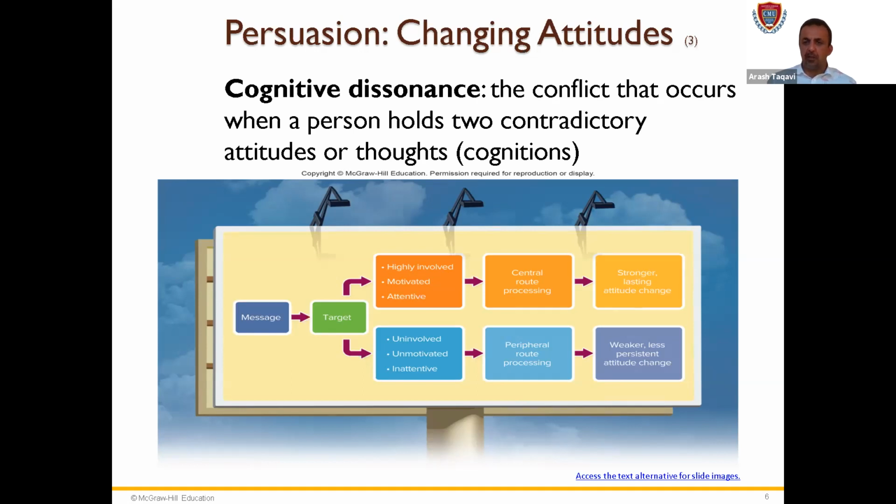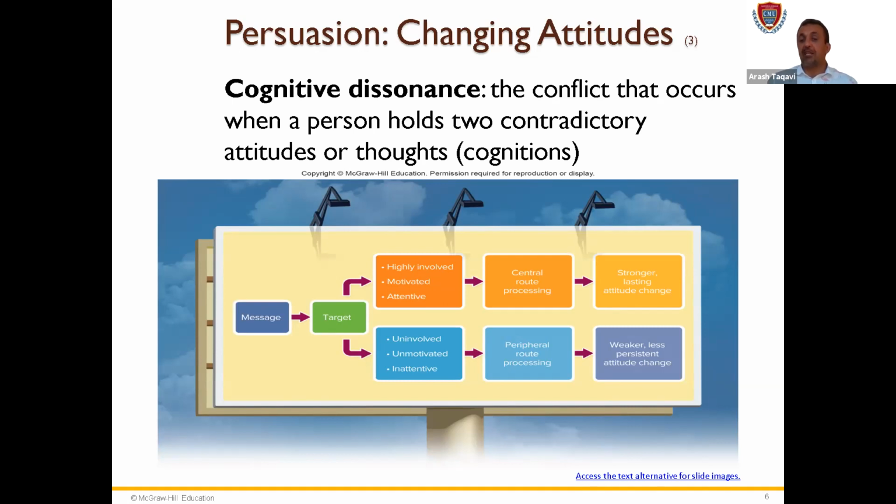On the other part, someone else, or the same person, can be not highly involved, unmotivated, and inattentive. So the change will be about peripheral route processing, and will be a weaker, less persistent attitude change. You can see different types of attitude change in one person about one single thing.